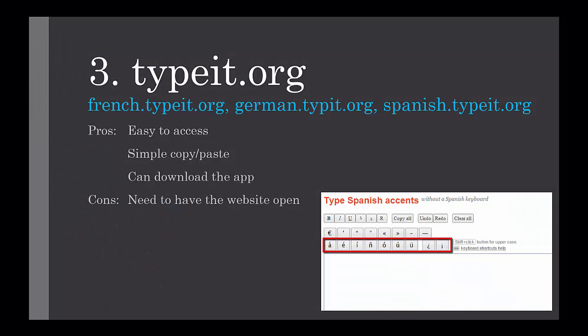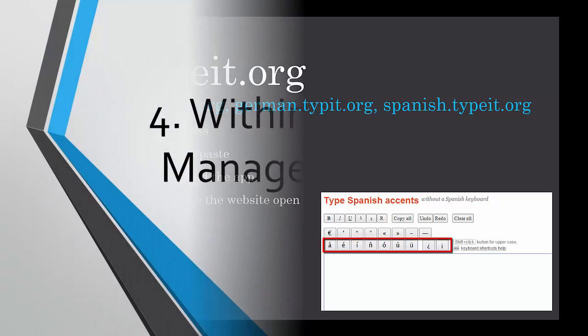This third method is really similar to the Google Doc method. You can go to typeit.org or one of the specific language type websites here, and it will open up a little text editor where you can select which accent to use. Like the Google Doc option, it's very easy to access. You copy and you paste your text wherever you want it. You can also download the desktop app that allows it to work even more easily. But like the Google Doc, you just need to make sure you have the website open while you're using it.